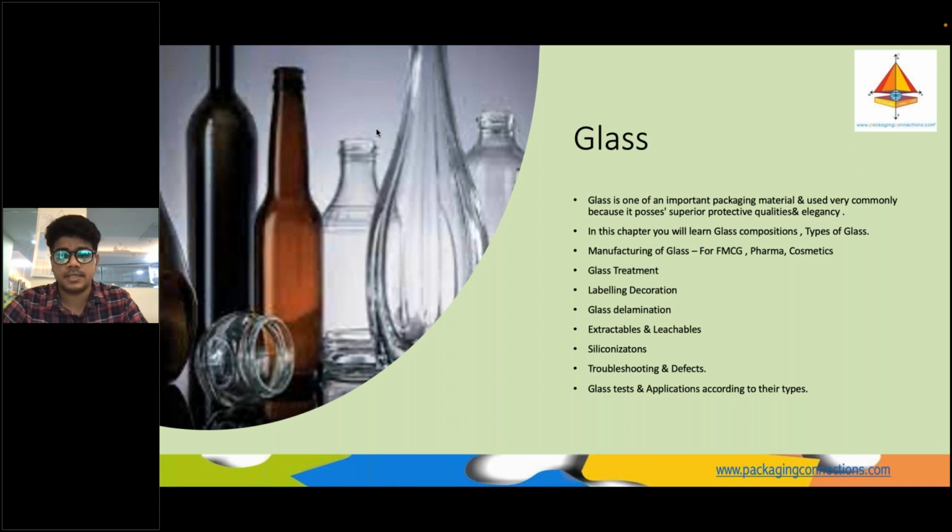We will thoroughly discuss these things in this chapter as well. And the siliconization process, which is usually used very widely in pharma packaging as well. And of course the troubles and defects discussed thoroughly, in very detail, because glass is a widely used packaging material as well. And the test of glass material, how the test has been performed according to the world international and Indian standards, and application of the glass according to their types.